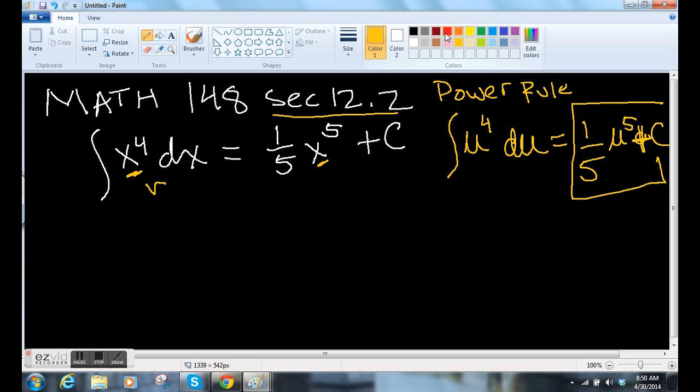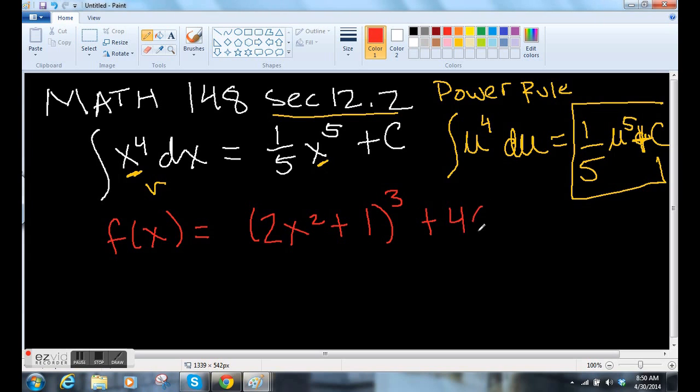So here's the basic problem. Suppose I told you we had a function, f of x. I'm going to start with the function so you can see this one coming. Was something like this. 2x squared plus 1 cubed plus 40. And suppose this was test number 1 and I said find the derivative of f.